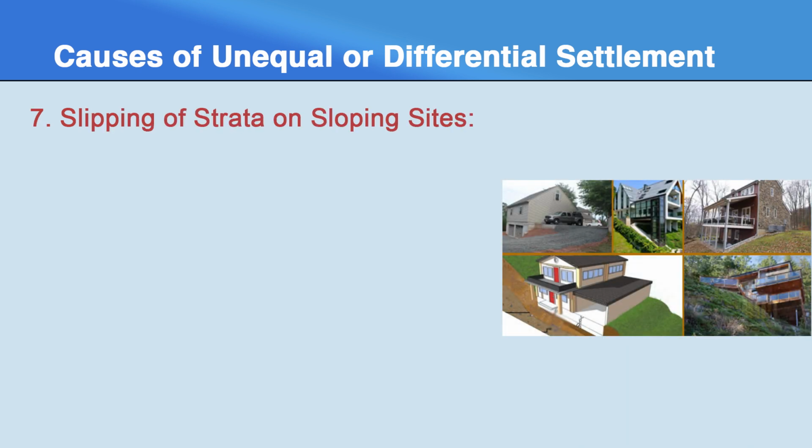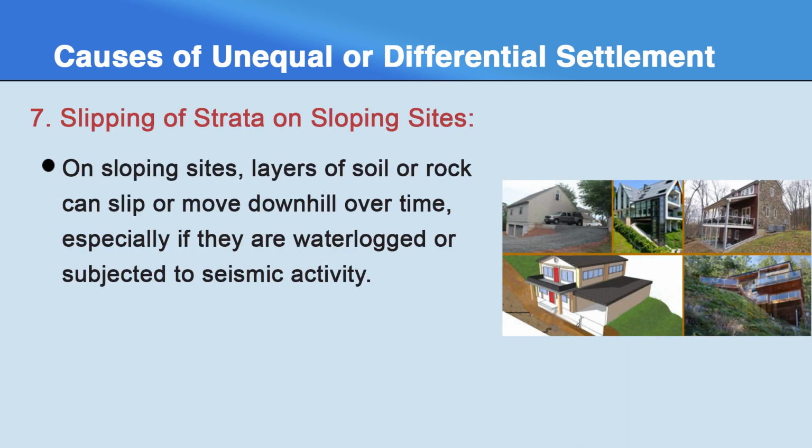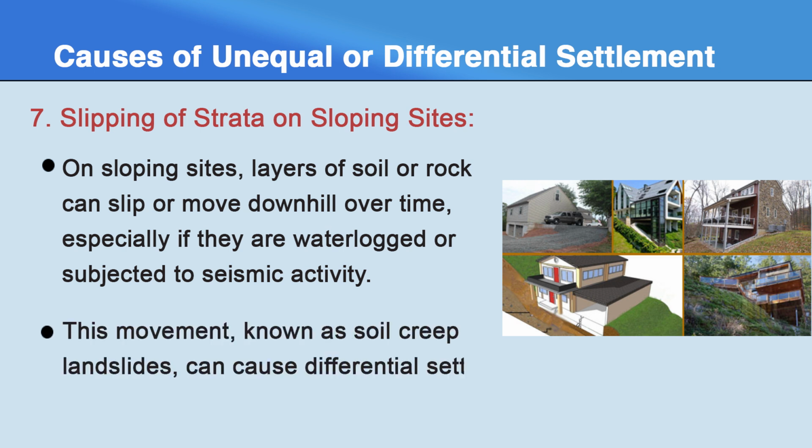Seventh is slipping of the strata on sloping sites. On sloping sites, layers of soil or rock can slip or move downhill over time, especially if they are waterlogged or subjected to seismic activities. This movement, known as soil creep or landslides, can cause differential settlement.